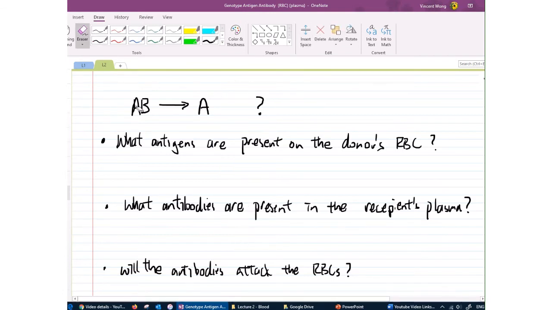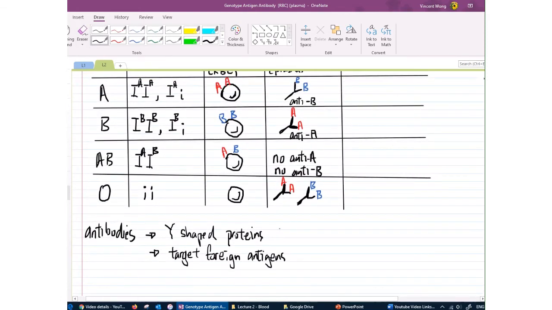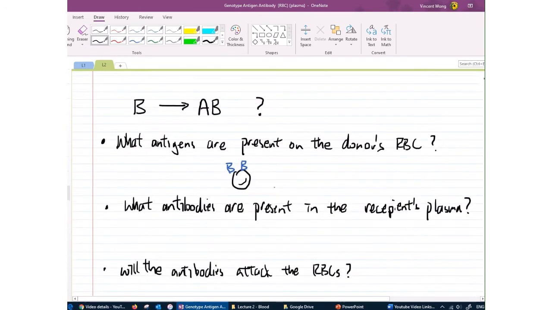How about taking blood from a B person and giving it to an AB person? Is this going to be safe? Well, what antigens are on the donor's RBC? It's going to be type B blood, so B antigens. If you are a type AB person, what kind of antibodies will you have? Remember from our chart earlier, AB people don't make any antibody against A or B. So there would be none. If there are no antibodies in the recipient, then they're not going to be attacking anything. As a result, this is going to be a safe transfusion.